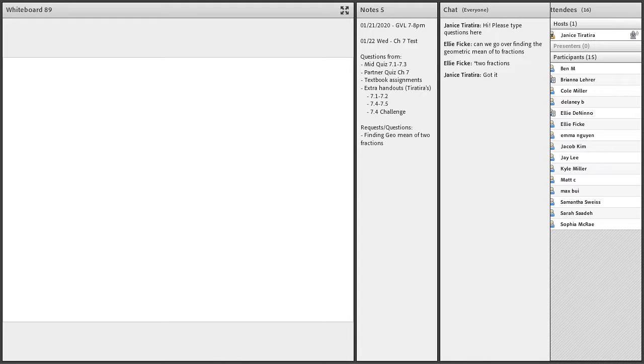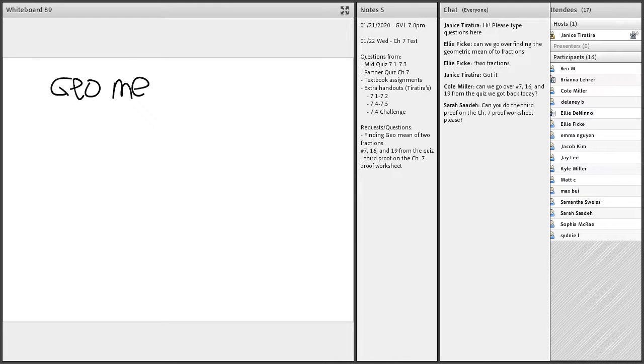We have our first unit test tomorrow, and I have one first question and then a few more from the quiz that you got back today. Yep, got it. Third proof on the chapter 7 worksheet. Okay. So geometric mean was the first requested question, and then a couple of questions from the quiz, and then the proof. Yes, and I'll break down what to be on the lookout for on tomorrow's test.